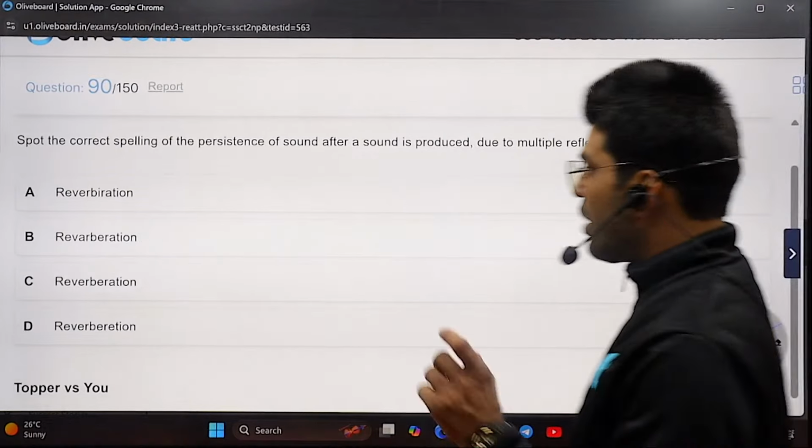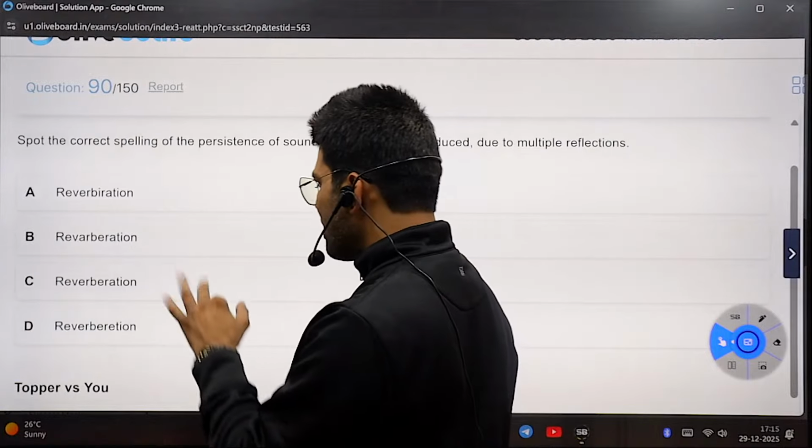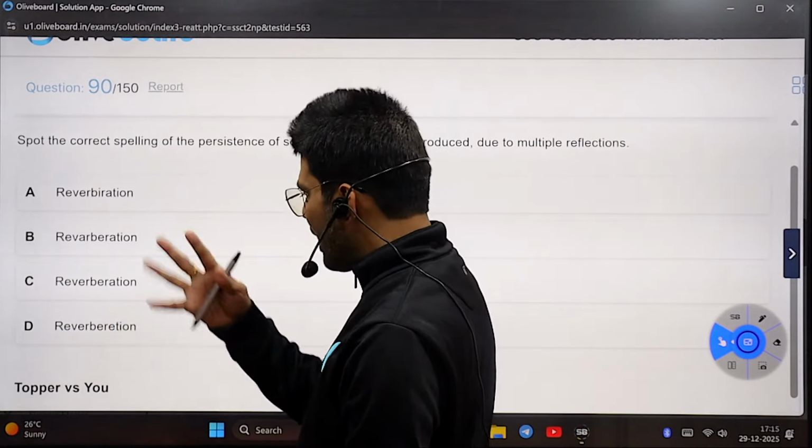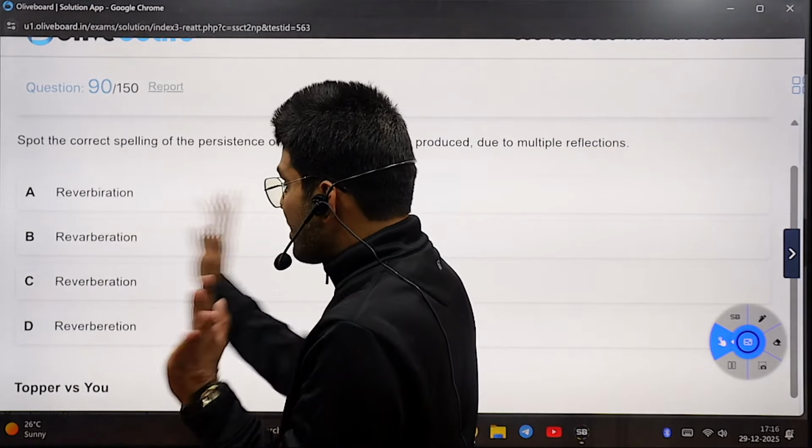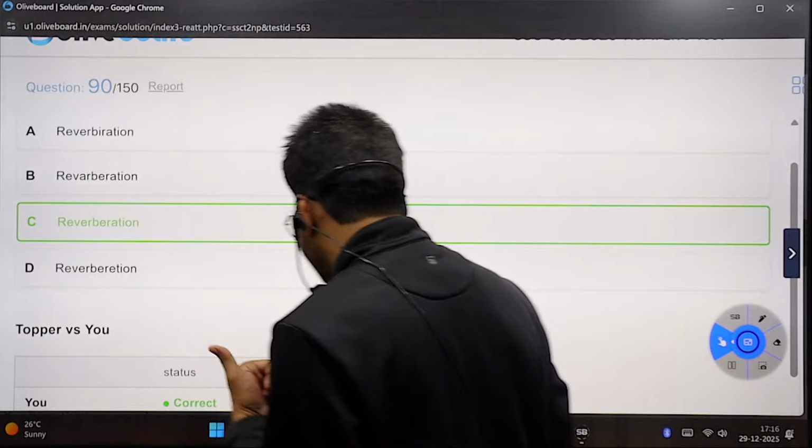Yes, you are correct. Reverb is fine, but first of all, it's not R-E-T-I-O-N ever. Reverb doesn't have this spelling. Should be.